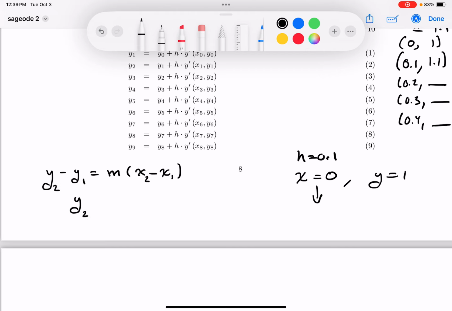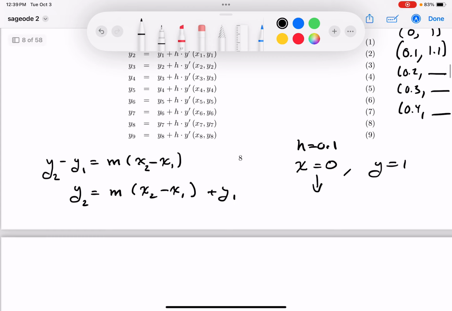So y2 would equal m times (x2 minus x1) plus y1, right? But I need a more general form of that. The more general form is to say, I want to talk about if I were doing the nth one. By the way, m is still a mystery at this point. What are you going to get over there? xn minus xn minus 1, plus yn minus 1.